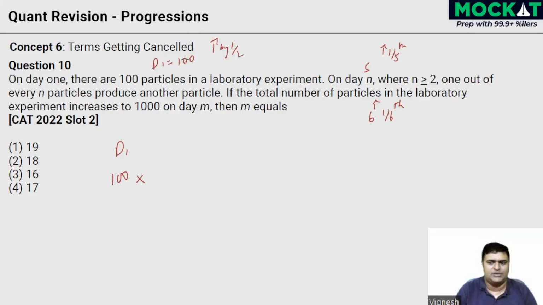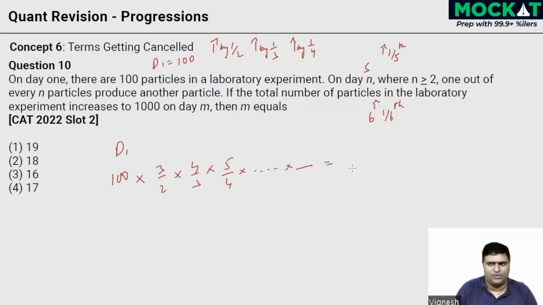Whatever the number comes, the next day, for every 3, 1 extra is produced. So it's increasing by 1/3. The next day, for every 4, 1 extra is produced, increasing by 1/4. Once we understand that, 100 into the multiplication factor. 1 plus 1 by 2 is 3 by 2. Next day continues to be multiplied. Multiplication, successive growth, right? 1 plus 1 by 3 is 4 by 3. 1 plus 1 by 4 is 5 by 4. And so on. It goes on till that last day.